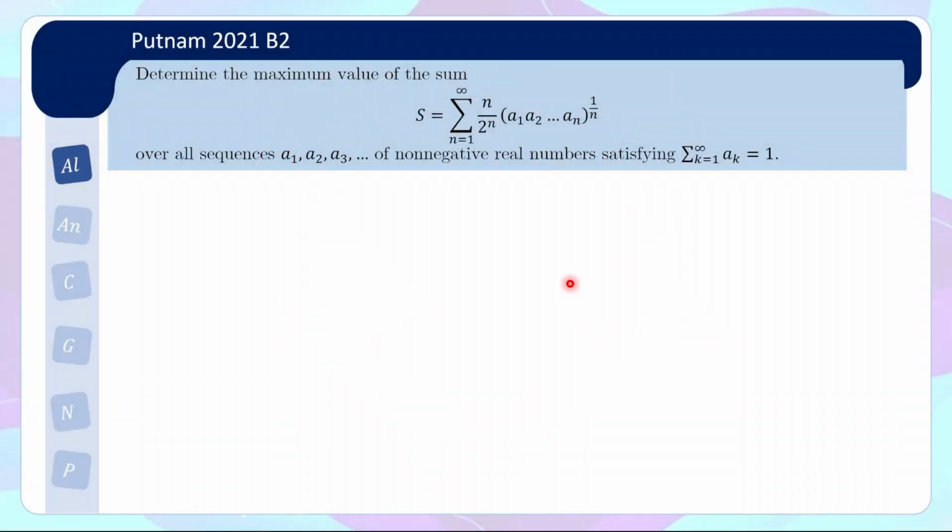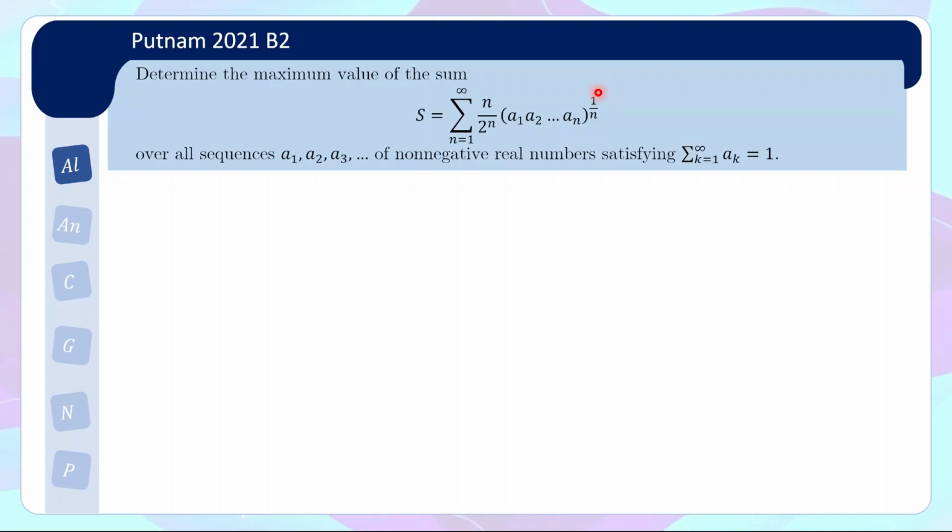So for this problem, we are supposed to determine the maximum value of this sum. Sum from n equals 1 to infinity, n over 2 to the power n, (a1 a2 ... an) to the power 1 over n. And this is over all sequences a1, a2, ... of non-negative real numbers, satisfying sum of all the a's equals 1. So when you see this quantity over here, it's screaming to you to use AM-GM.